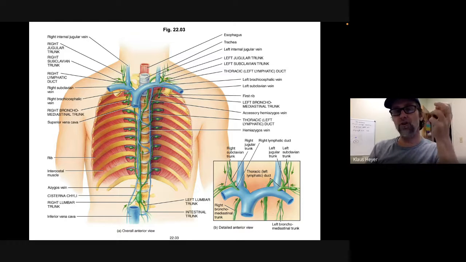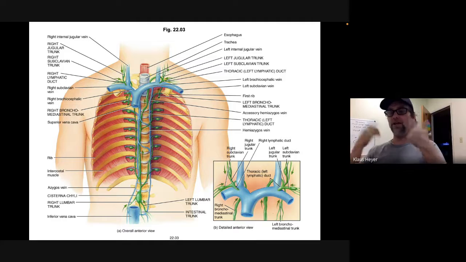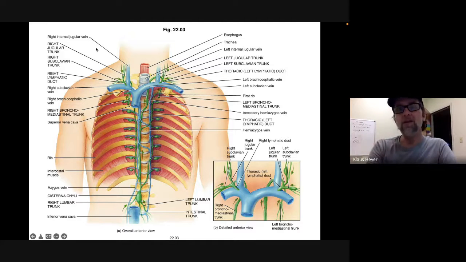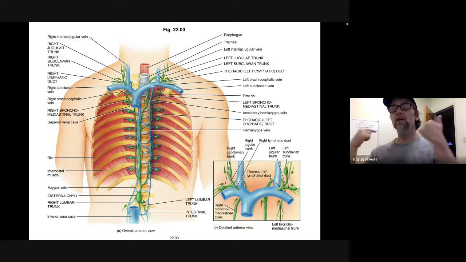Those jugular trunks are going to empty into the duct. So jugular because they're coming down the neck where the jugular vein is, right? The ones coming around the shoulder, like these arrows, those are subclavian. Same name as the vein. So you've got jugular trunks, subclavian trunks, where the shoulder is.